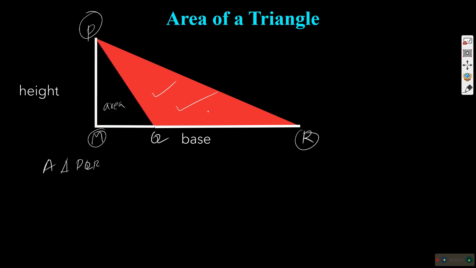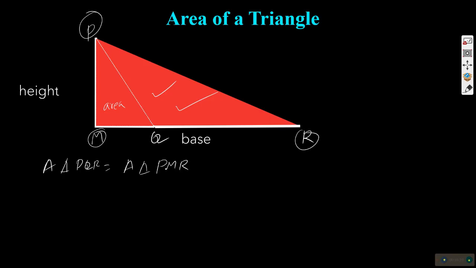PQR is this red colored one. To get that, you should go for the area of triangle PMR minus, subtract from that, the area of triangle PMQ, this one. Whatever we are getting will be the area of triangle PQR. And triangle PQR is not a right angle triangle, but PMR and PMQ are right angled. So we can apply the formula half base into height, because we proved it from rectangle.